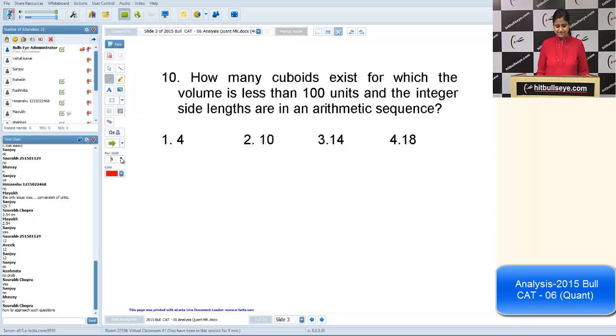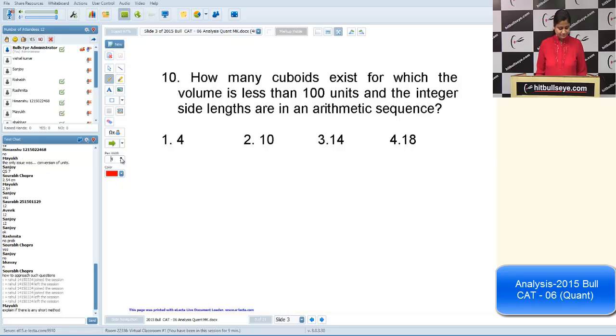We'll just count cases. You can see the options. They are 4, 10, 14 and 18. It means all the cases are countable. No, Mayuk, we don't have any shorter method. It's not advisable to make an equation in this question. It's good if you just count cases here. Saurabh, let us start this question.